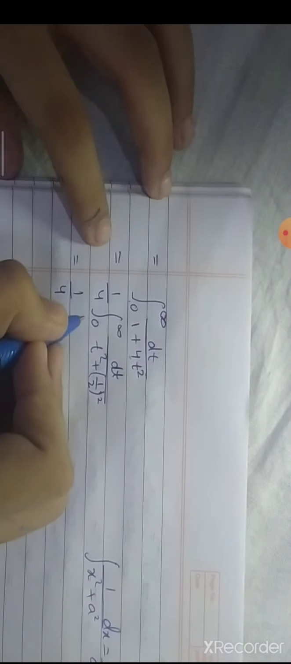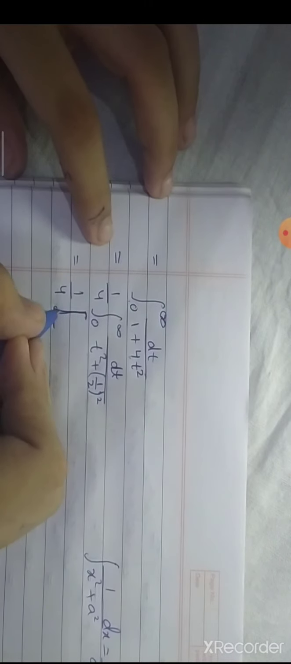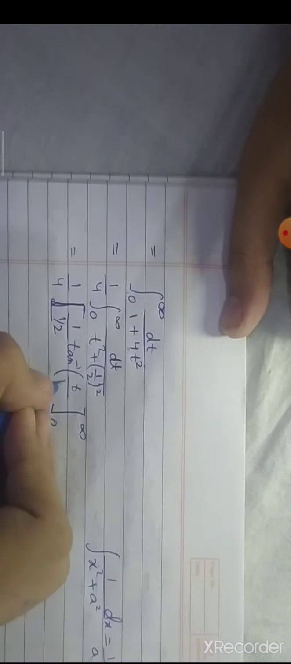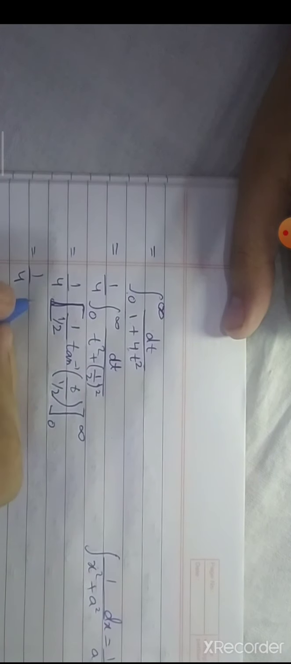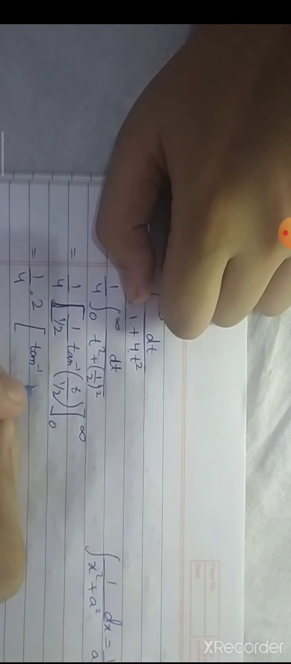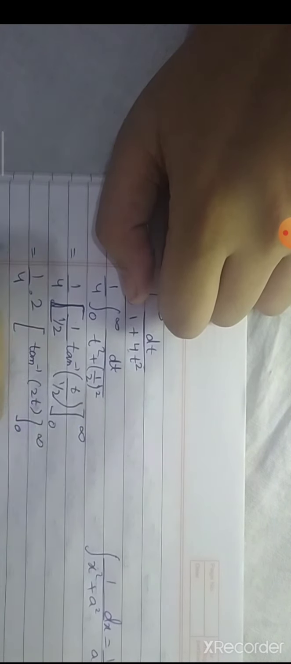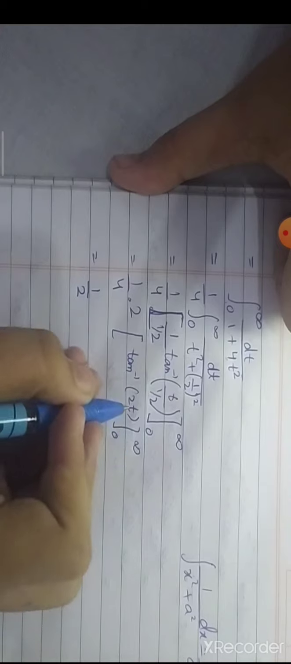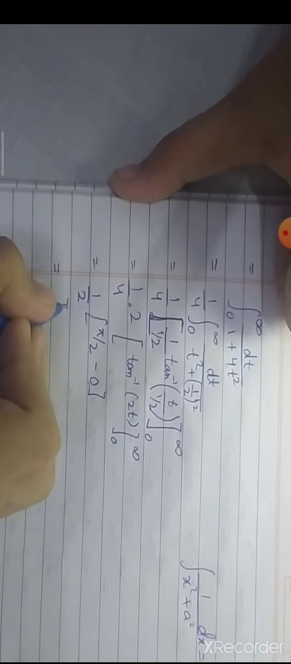1 upon 4, limit from 0 to infinity. Here a is 1 upon 2, so 1 upon a is 2, and tan inverse x upon a means tan inverse of t upon 1 upon 2. So 1 upon 4 into 2, it will come out of the bracket, tan inverse 2t from 0 to infinity, which equals 1 upon 2. Put infinity: tan inverse infinity is pi by 2, minus 0, so it is equal to pi by 4.